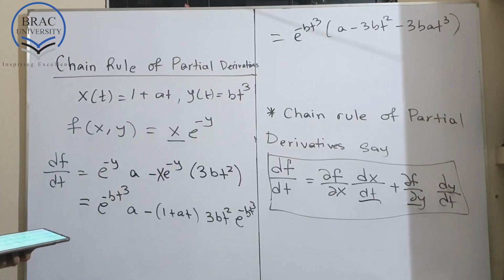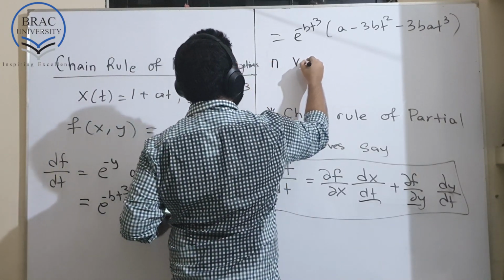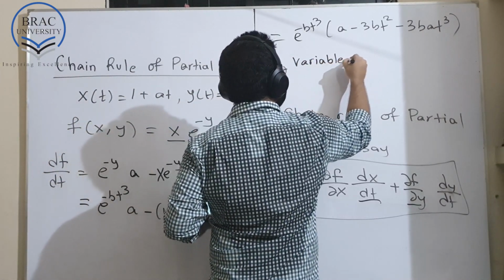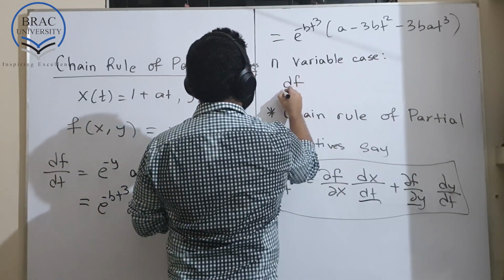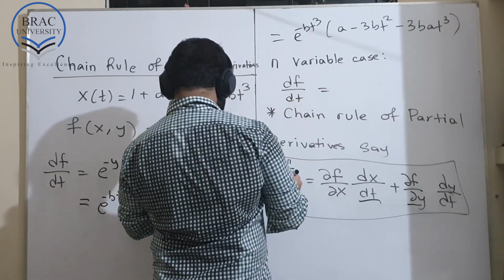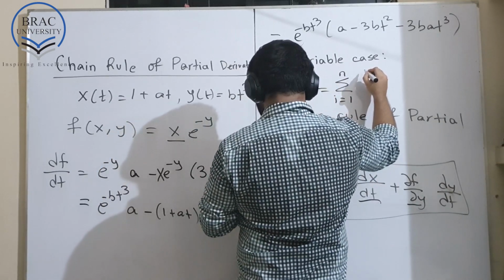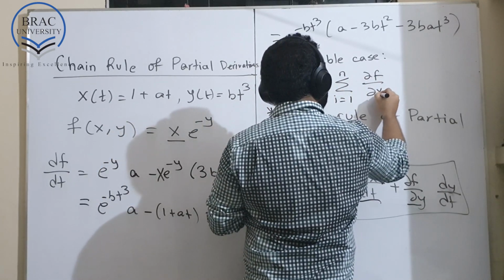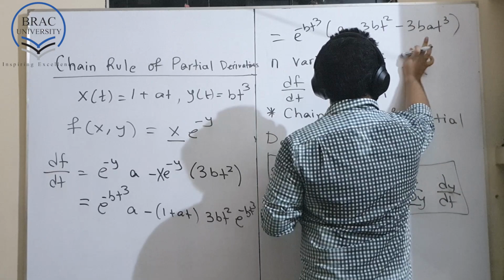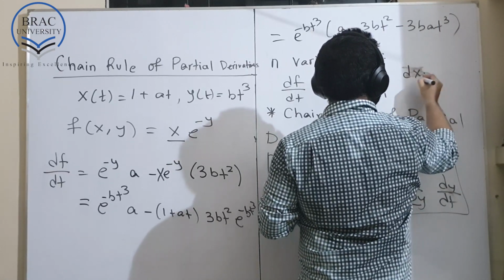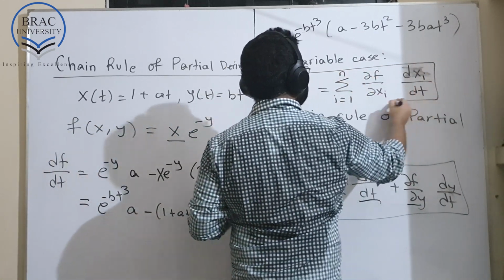We applied the chain rule. So what would the n variable case be? It's simple: the sum from i equals 1 to n of partial f over partial xi times dxi/dt. This is not partial, this is an important thing to remember. Yes, this is the n variable case.